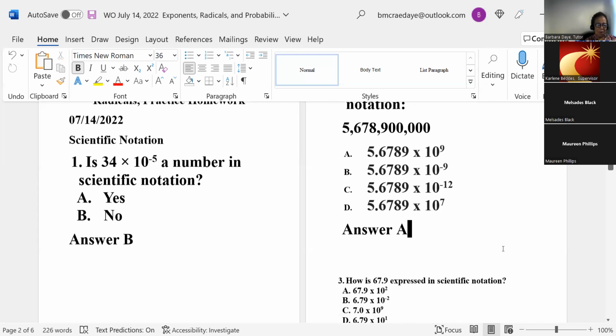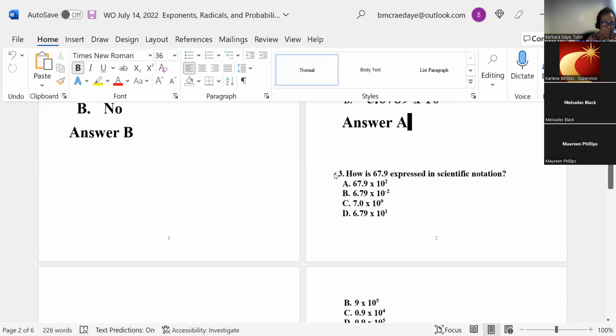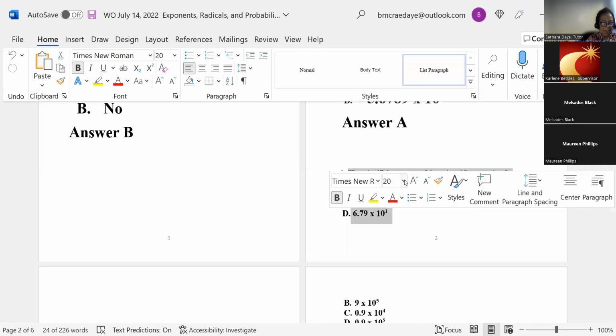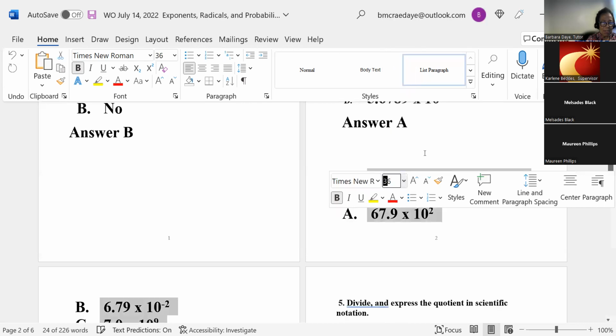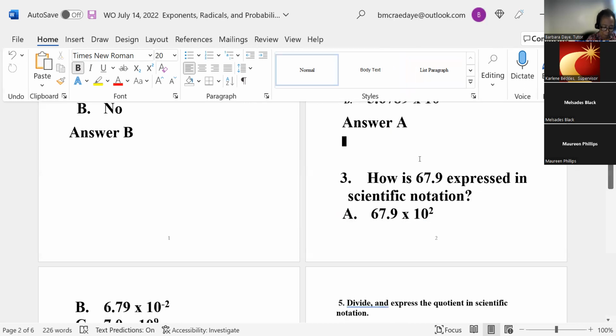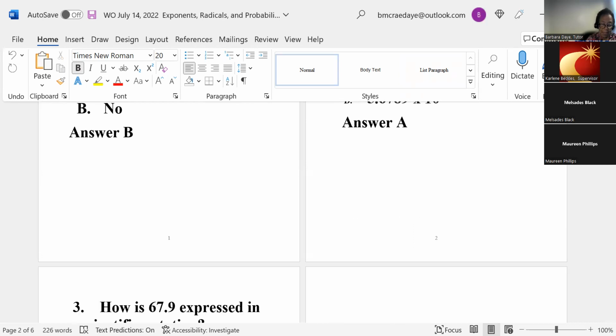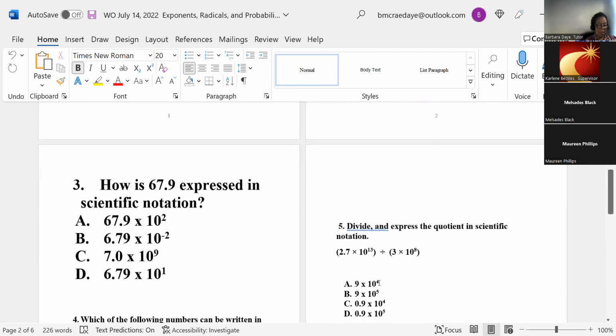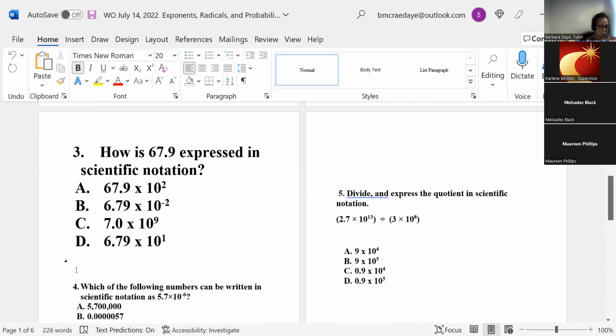All right, let's go to number 3. You want to express 67.9 in scientific notation. Mercedes, you had it right. How did you solve this?